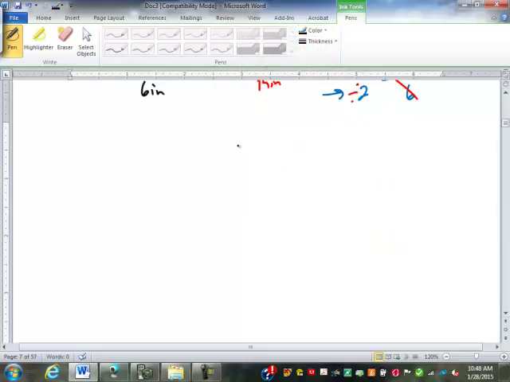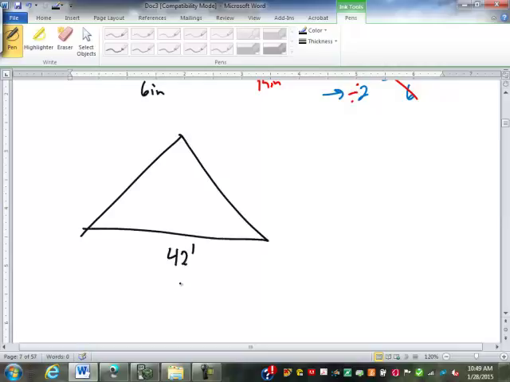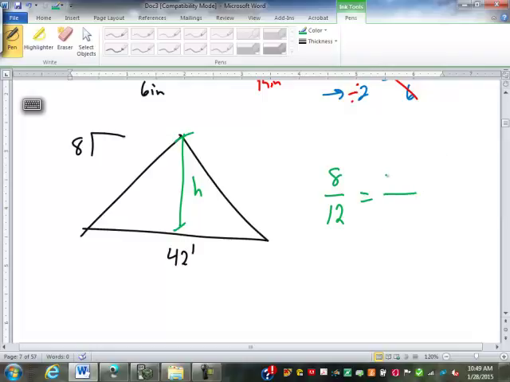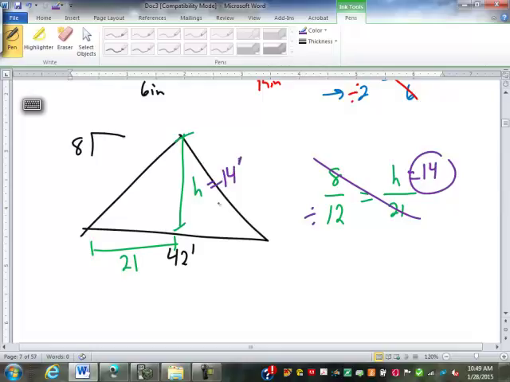We've seen it with our roof slopes. If we have a 42-foot span on an 8/12 roof, we can find the height of that roof by using that 8/12 ratio. What's going to go over here? 21 goes on bottom because we're looking at the run, not the full span. And on top is just H. That's what we're looking for. So we cross multiply. 8 times 21 divided by 12 is 14. So it'll be 14 feet tall.